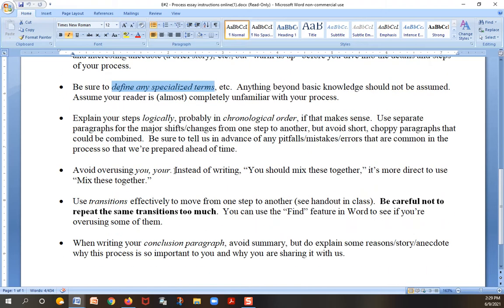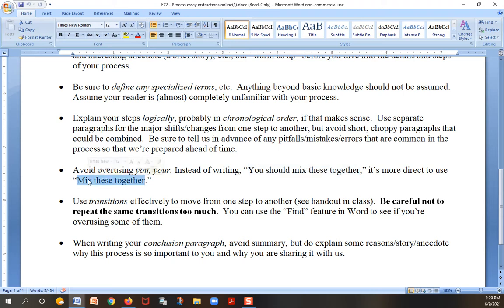Now, a little is fine, but in some essays I have the find tool, and I could count how many times it was used, and sometimes it was over 100. So you might have a sentence like, "You should mix these together." It's actually more direct just to make it an imperative. Mix these together. You don't need to keep saying you. We understand who you is. It's us, the reader. So you want to be careful.